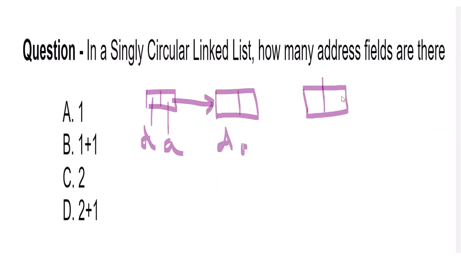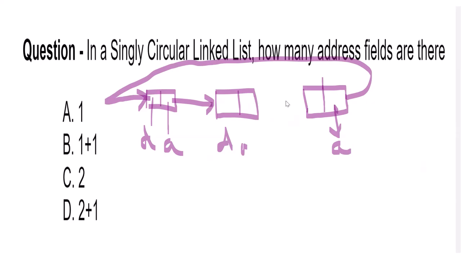But since it is a singly linked list that is circular, what will happen? The address here will be pointing to the first node, or the head node, whatever you want to call it. So even if it's not a simple singly linked list but a singly circular linked list, we still find that every node has only one address field.